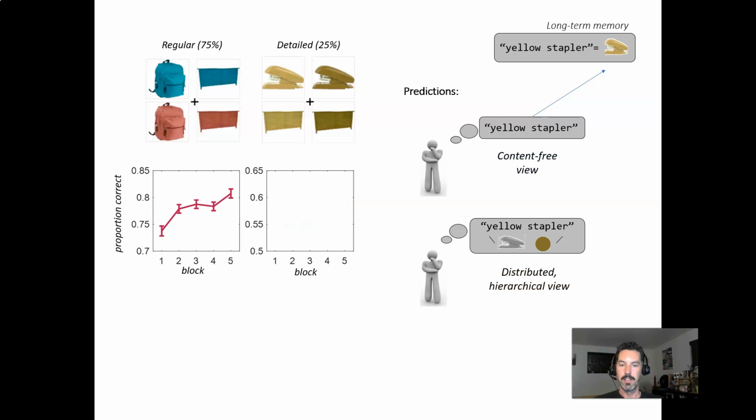So what did we find? Performance on the detailed test actually improved across blocks. So instead of trading off with improvement on regular test performance as you'd expect if chunks were content-free, both improved, supporting the view proposed here.